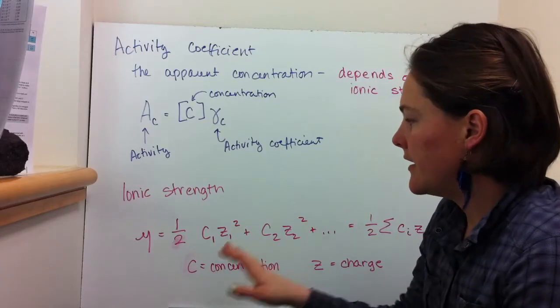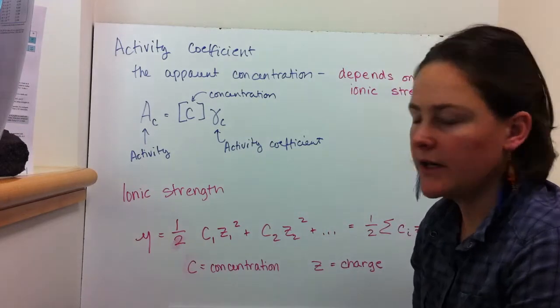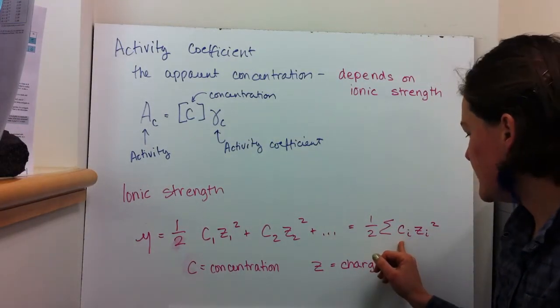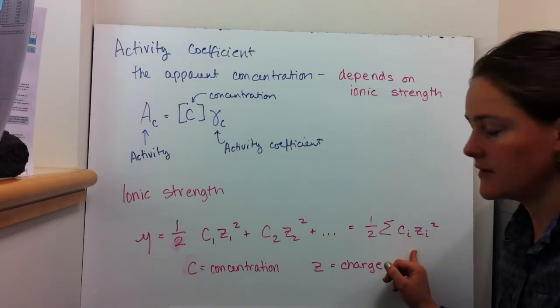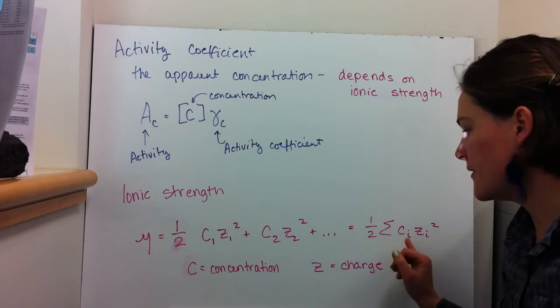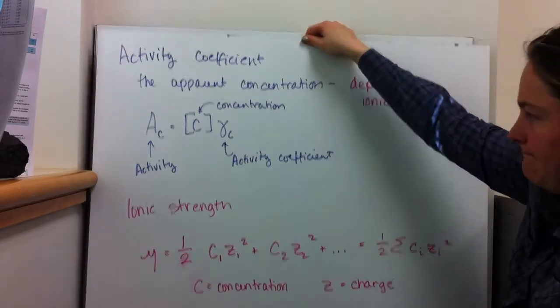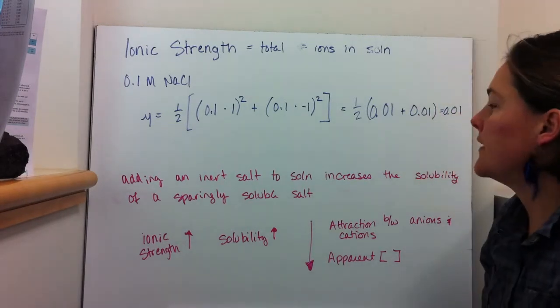It depends on the ionic strength, and that ionic strength is mu, and it's 1/2 times the sum of each species, the concentration of each species in solution times the charge of that species in solution squared. So, what does that all really mean? Well, the ionic strength is the total number of ions in solution.